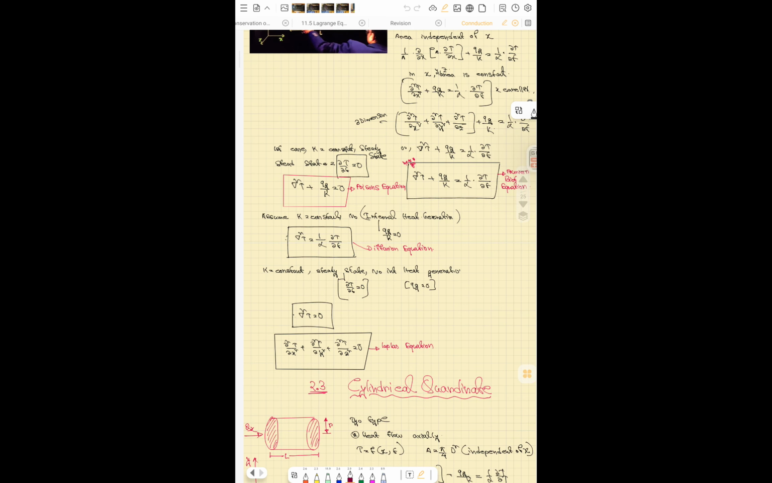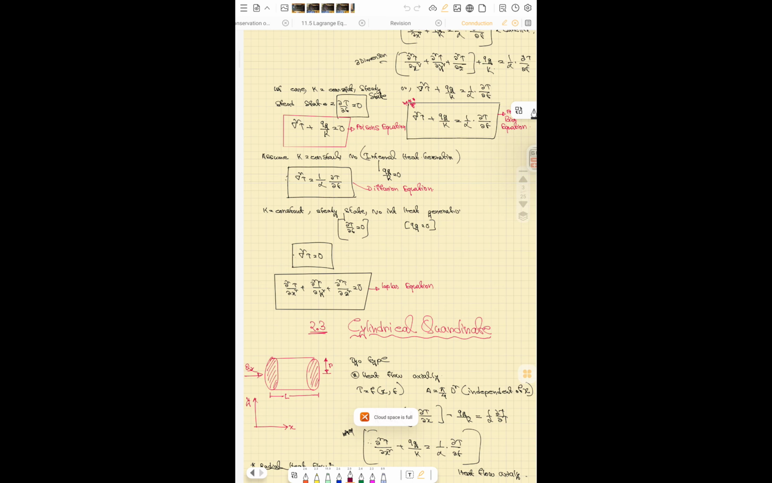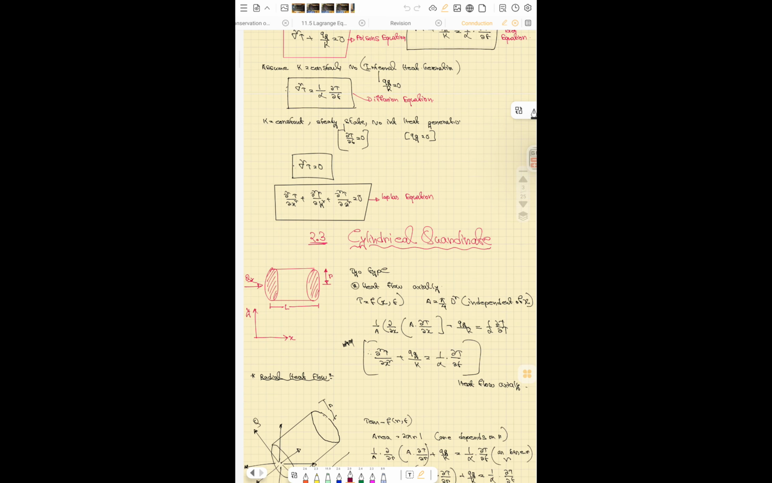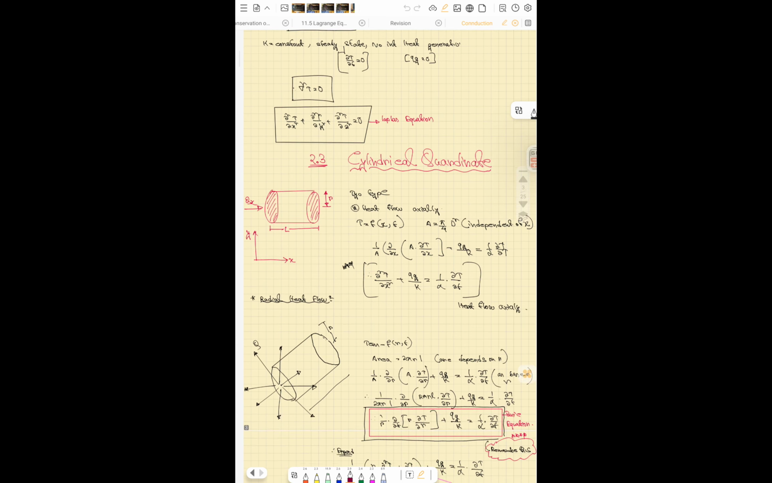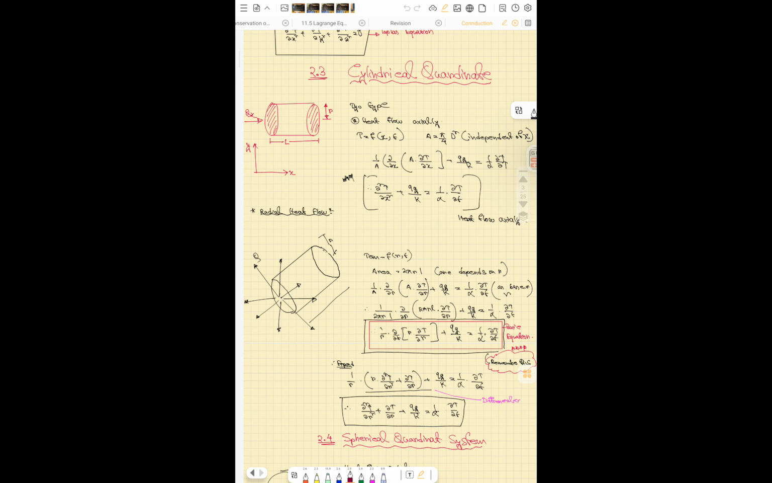The main equation is del square T plus qg by k equal to 1 by alpha into dT by dt. For steady state it would be 0. For constant values, qg is 0, and that is the Laplace equation. Okay, cylindrical coordinates: everything is the same but the area is pi by 4 d square.